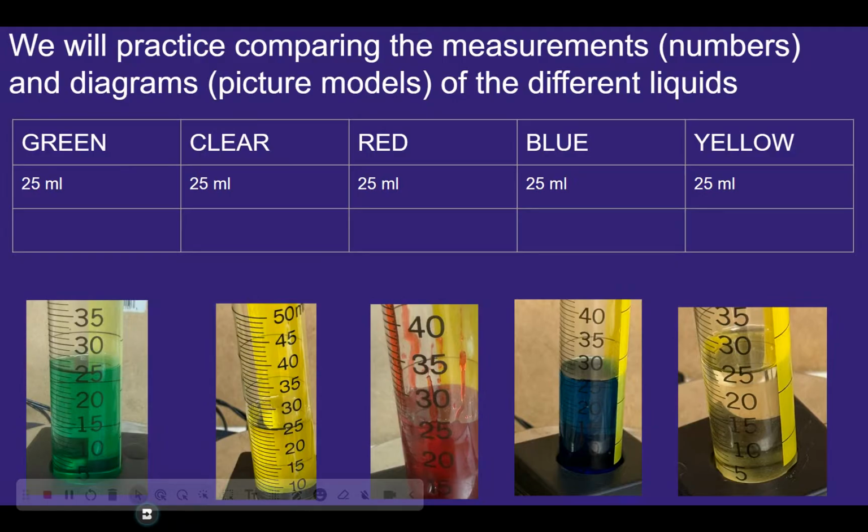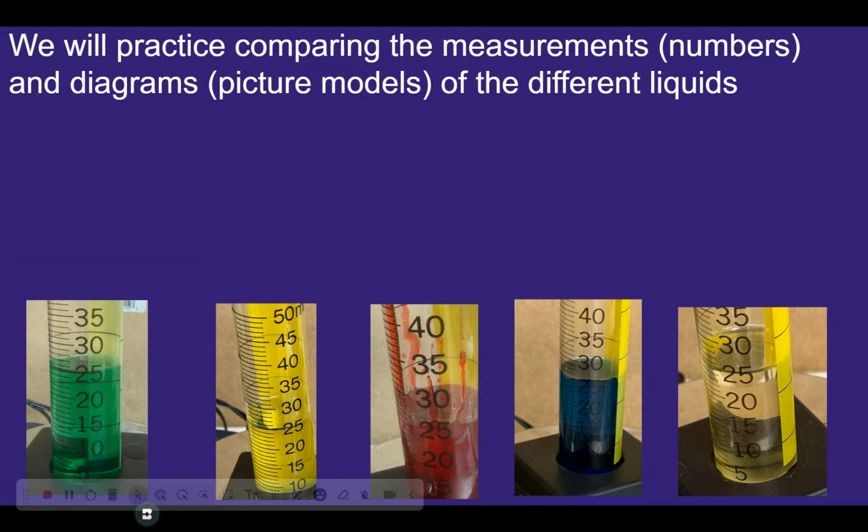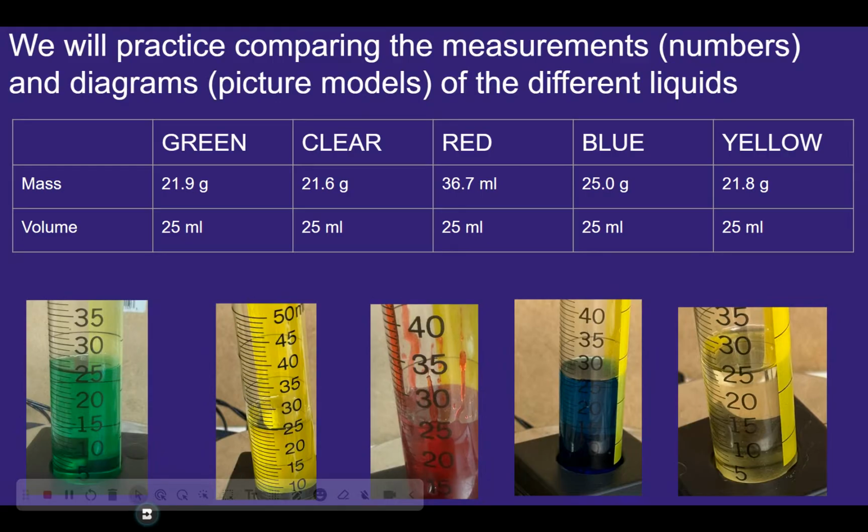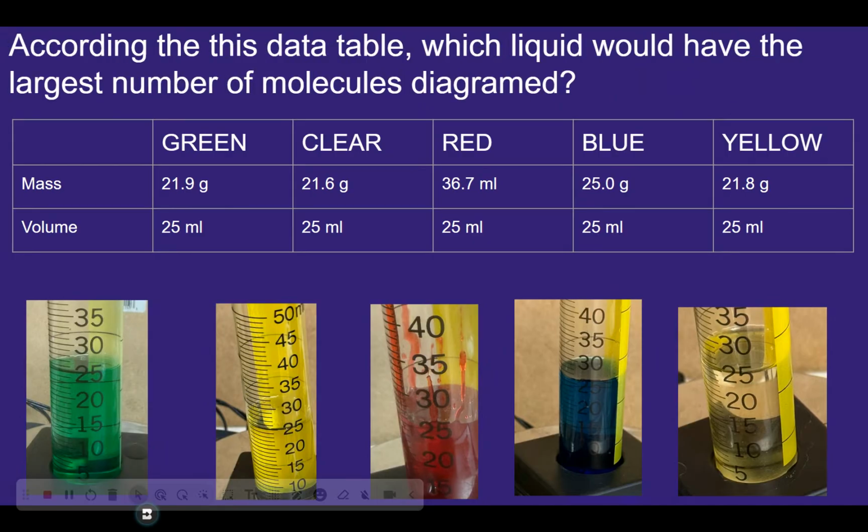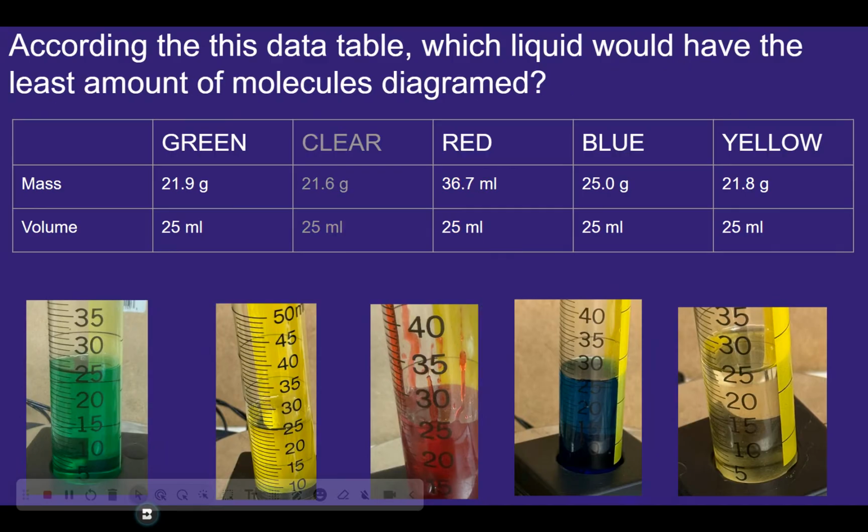Okay, so here we have all the different colored liquids in 25 milliliter volume. The volume is the same. When you find the mass, here are the masses. Okay, so we're going to practice using these. But look at the masses. The volume's all the same. Which one has the most molecules to be diagrammed? The red, right? That one would have the most molecules in the same amount of volume.